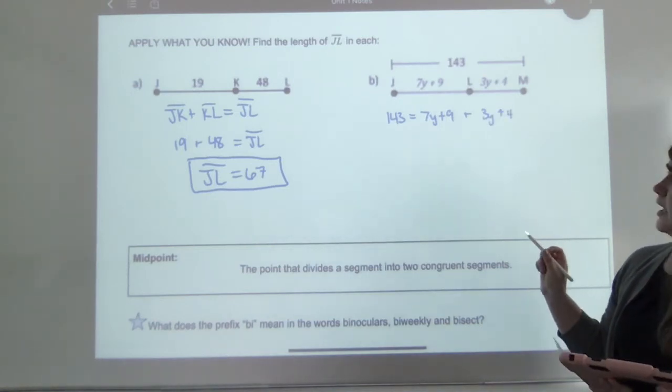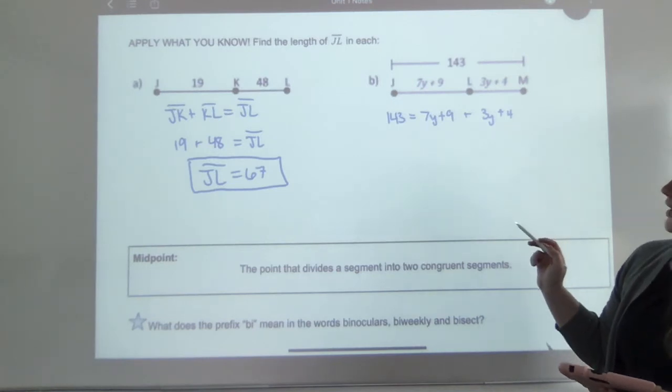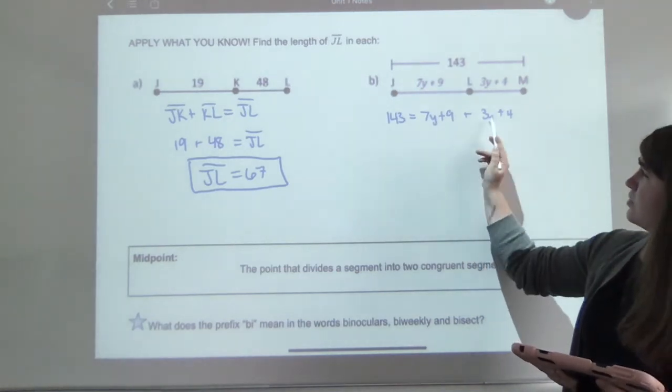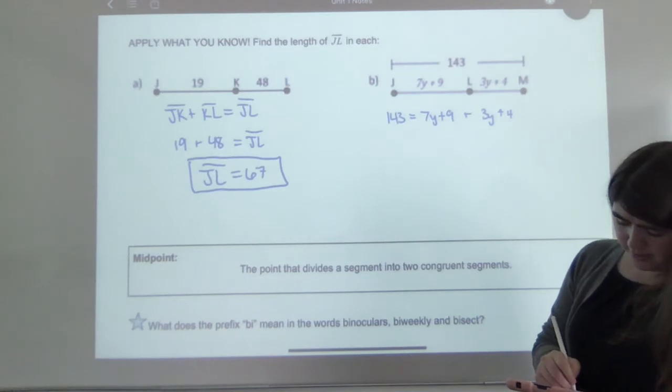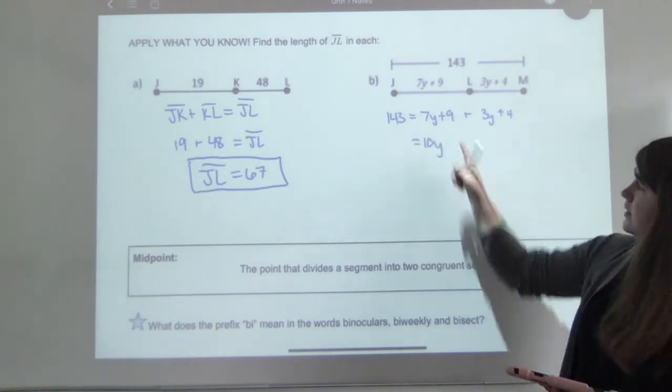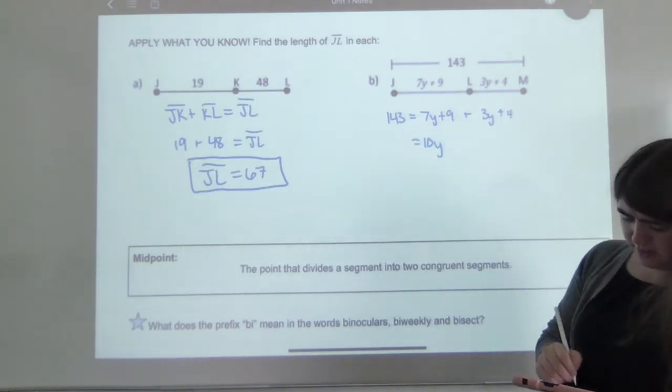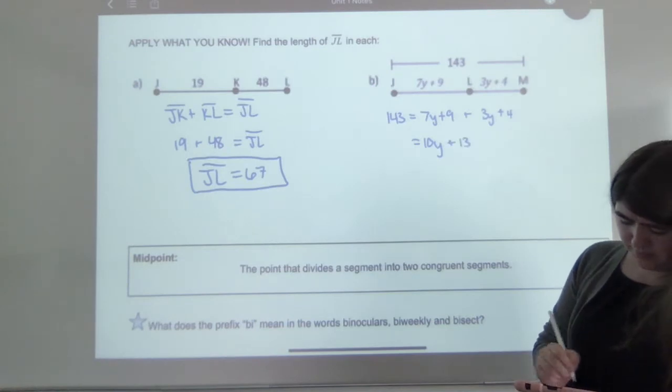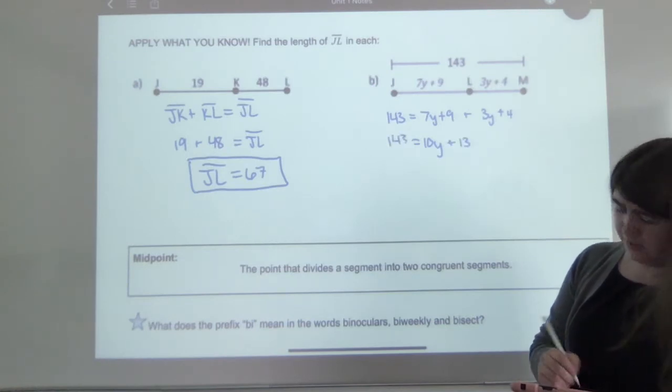Alright, I'm going to go ahead and combine my like terms. 7 plus 3 is 10, so I have 10y. 9 plus 4 is 13, so I have 13. And that is equal to 143 still.